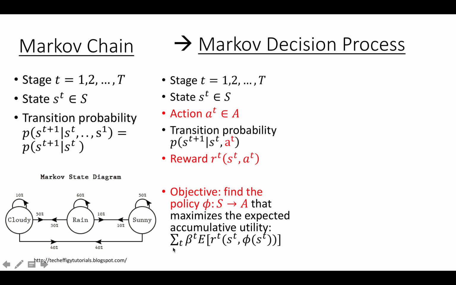The first part is this sum over t. We see that we sum the reward from the current state to the future t. The benefit of this is that we are not myopically considering only the immediate reward we are getting today, but also considering all the possible future rewards we will be getting. And this beta is the discount factor. It's a number between 0 and 1.